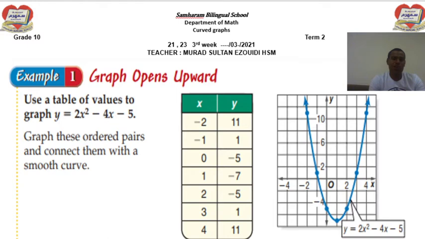Look, when a is positive, it's a valley, okay, the curve will open up like that, and this point is called the vertex, and this one is the axis of symmetry. We will figure it out after.